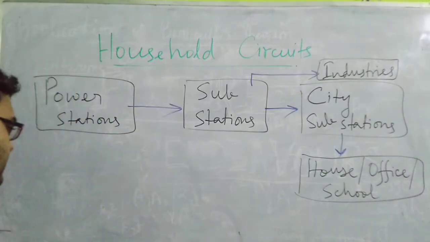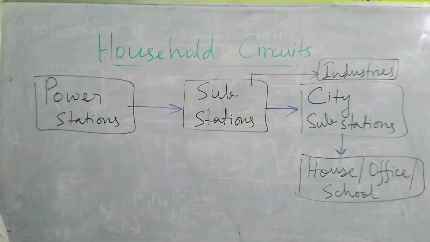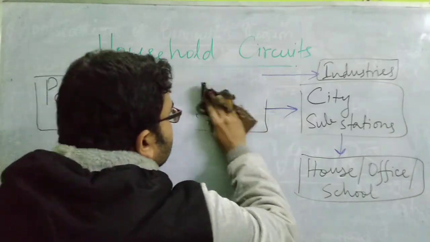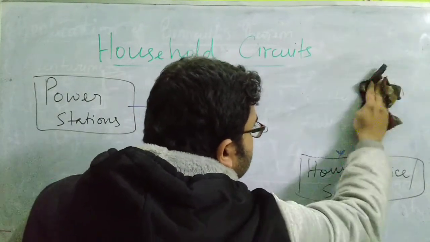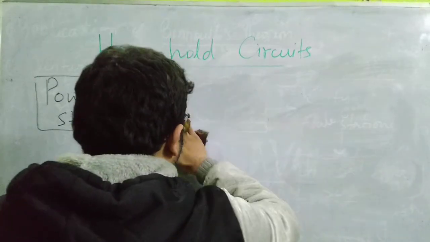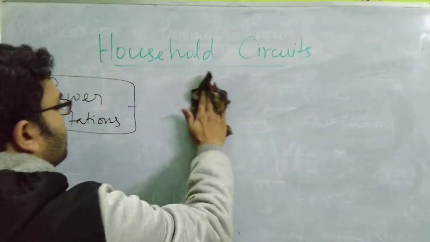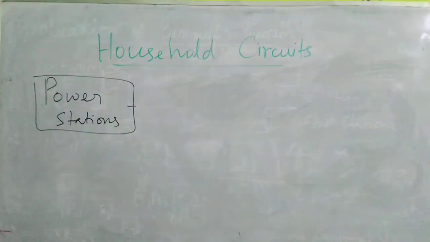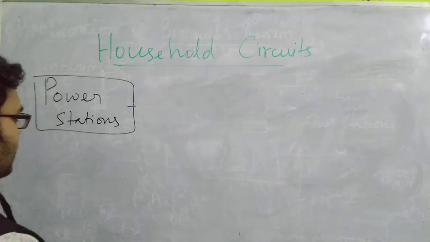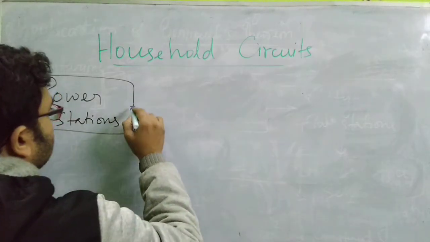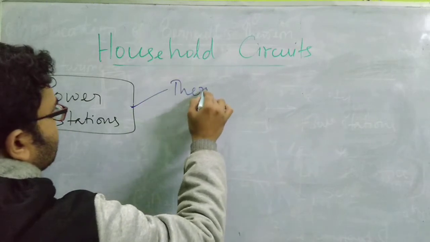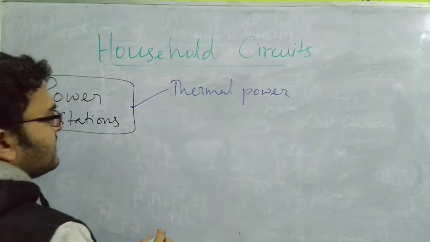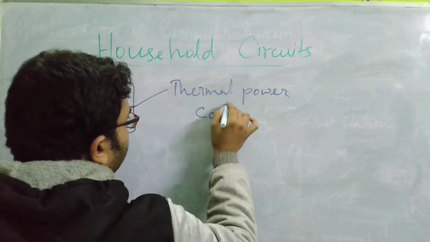So first, what do you think? If I discuss the power station, what happens here? Let me briefly discuss what happens in these power stations. In these power stations, we utilize some form of raw material to generate heat. The major type of power station is the thermal power station, which utilizes coal as the basic raw material.